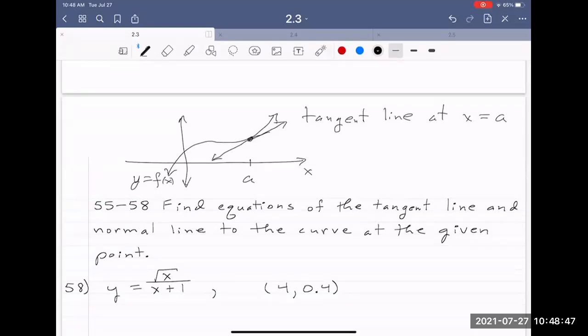The best linear approximation to the function at x equal a. The normal line is the line perpendicular to the tangent line. So the normal line is just perpendicular to the tangent line.